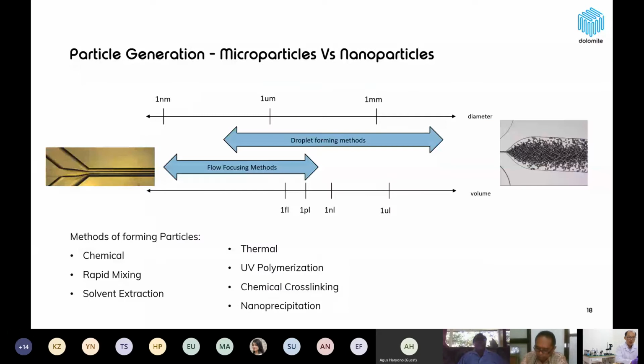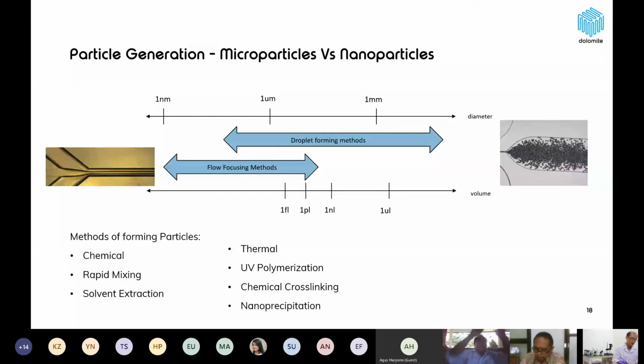For particle generation of microparticles and nanoparticles, we have two methods. The first method is the droplet forming method. In this case, microparticles will be formed at micro size by using the droplets. In the case of nanoparticles, you need to use the flow focusing method.